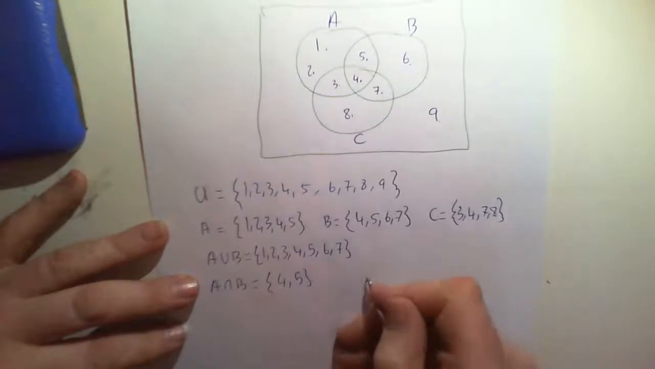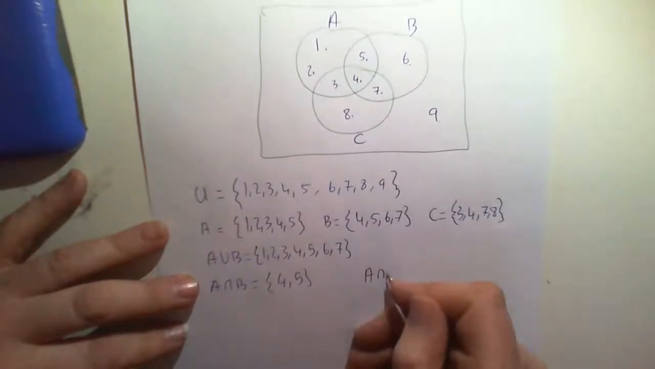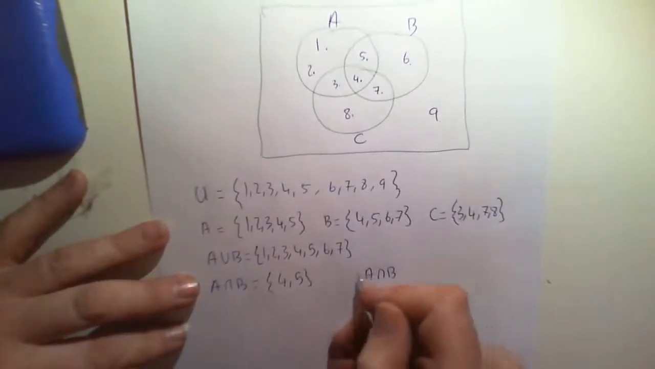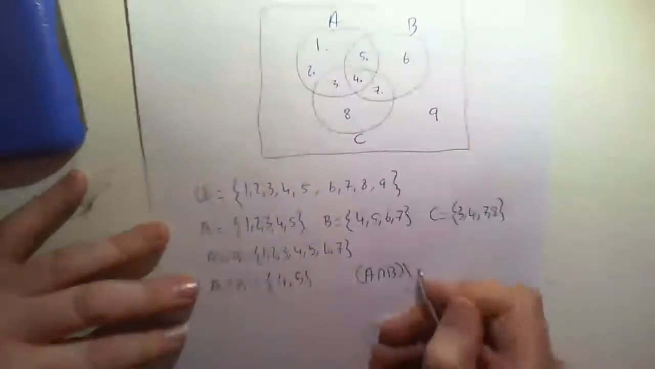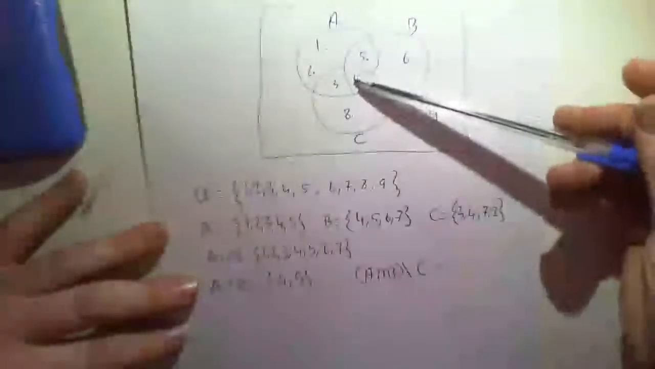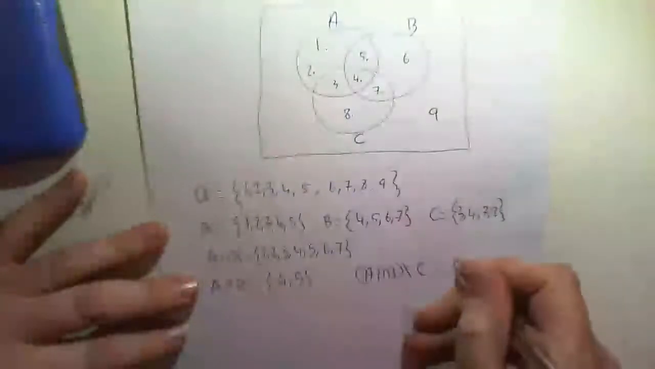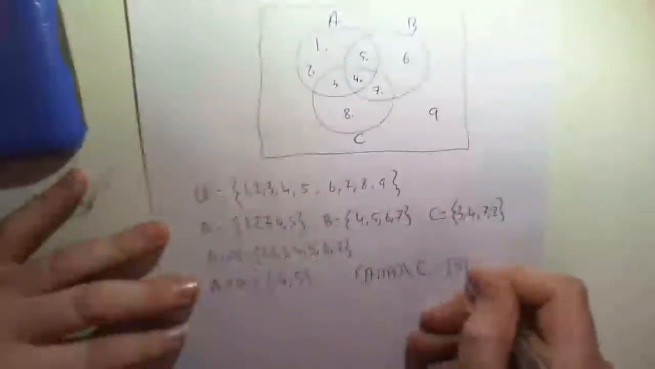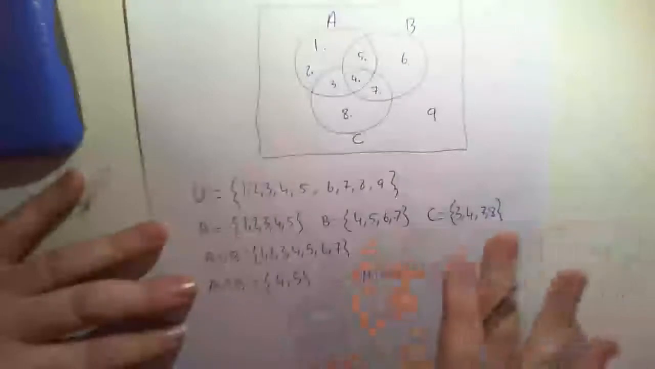However, if I wanted A intersection B less C, then I'd have to amend that area to exclude the C bit of it, which contains the 4. So I'd only be able to give a 5 in there. Okay, so there's your subtle differences.